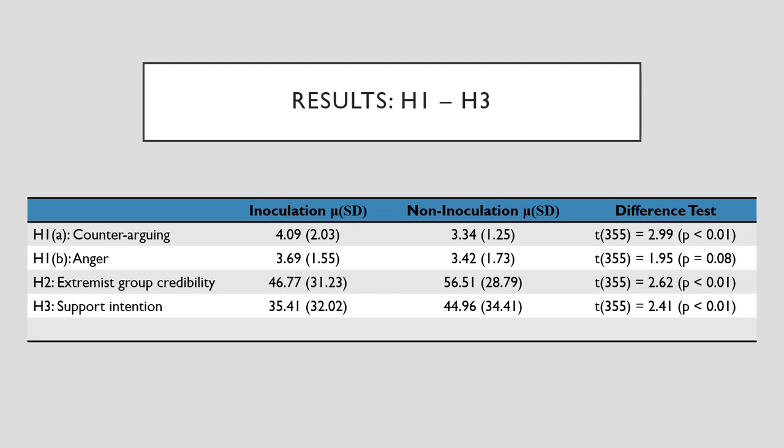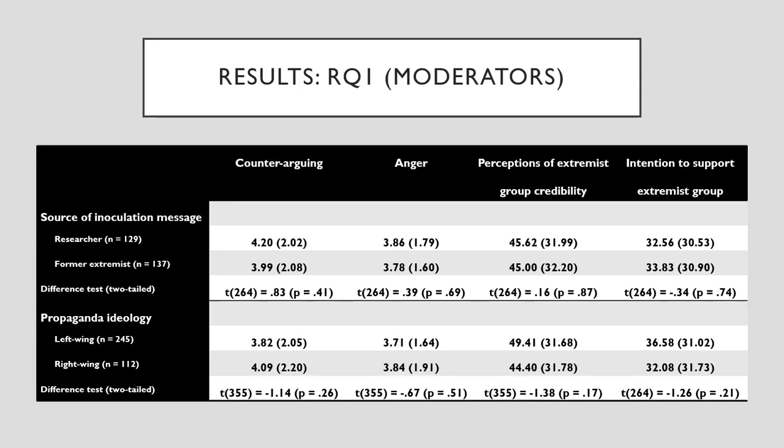Now you'll notice that my full H1 was not here. H1 predicted that individuals who are inoculated before seeing terrorist propaganda would feel greater psychological reactance. Psychological reactance is defined as the combination of counter-arguing and anger. So we'll see what the relationship is when we look at the second research question, which asks what the structure of the variables is. So, pretty good results here for H1 through H3. Research question 1 asked whether the source of the inoculation message, that is, myself as the researcher or someone framed as a former extremist, changed the degree to which these outcome variables came out.